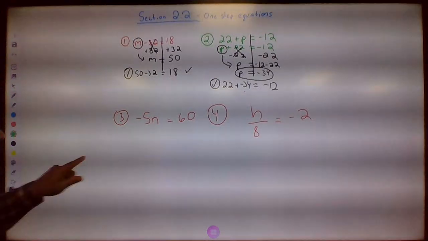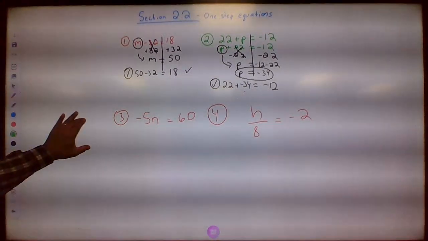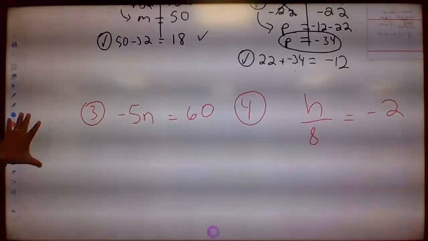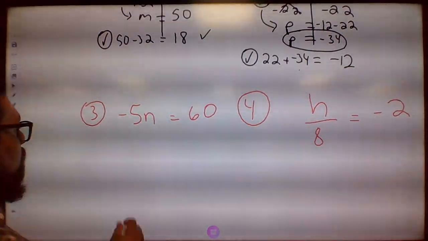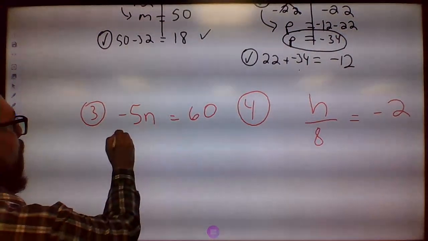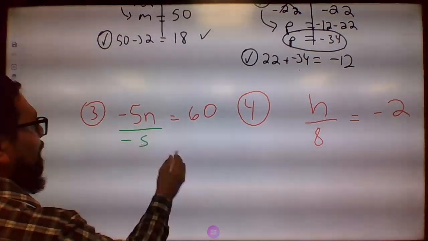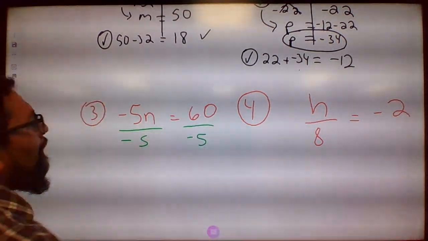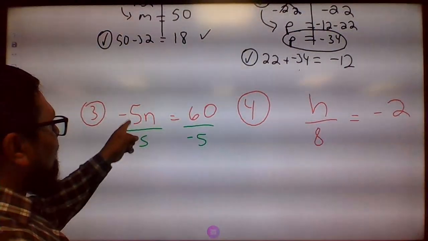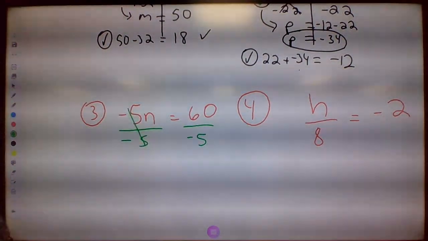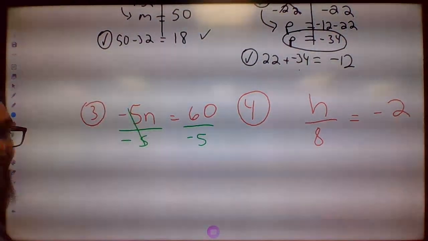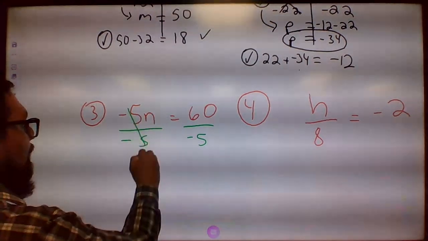So we want n by itself. Let me zoom in. We want n by itself, so we've got to get rid of this negative 5. To do that, divide by negative 5, divide by negative 5. When you divide by negative 5, right here, you get 1. Yes? When I draw a big line like that, that's a 1. And then you're left with n.